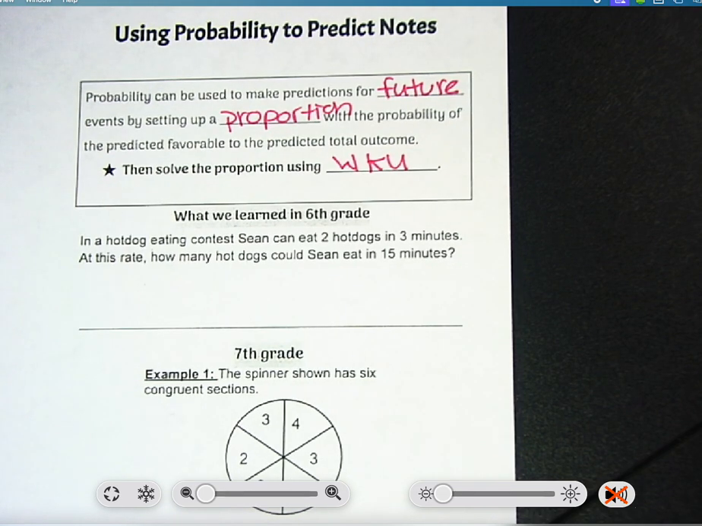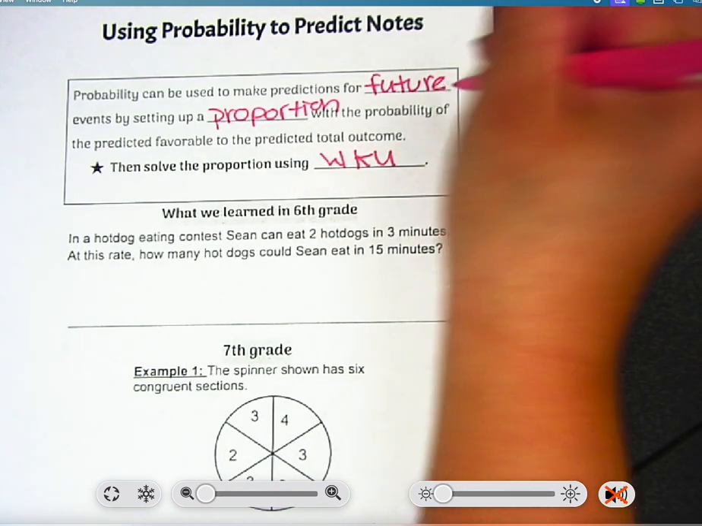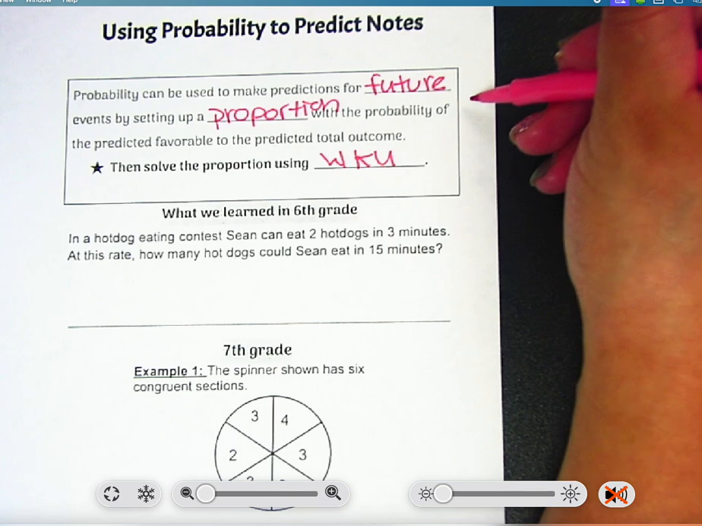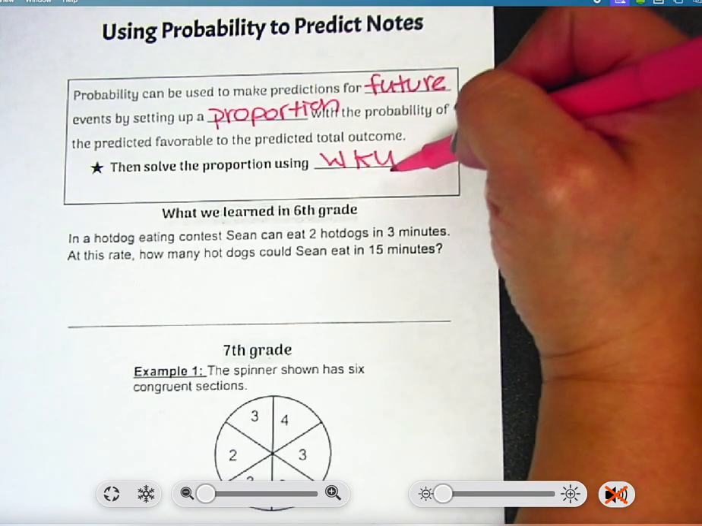Today we're going to be using probability to predict different things. We're going to start with filling in the notes. The first one is going to be, you're going to write the word future. Then the next one's going to be proportions, and then WKU.